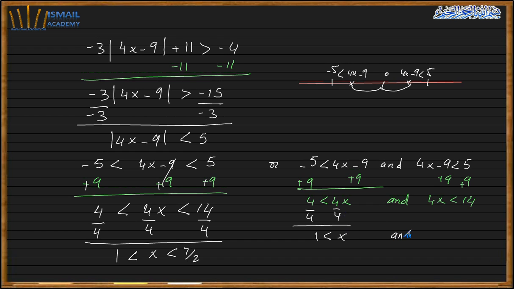So x is less than 7/2. Either you conclude with this statement. This is 1, this is 7/2, so they are not included. Anything between is my solution. Or you can use interval notation with 1 and 7/2. This is all about how to solve absolute value inequalities.